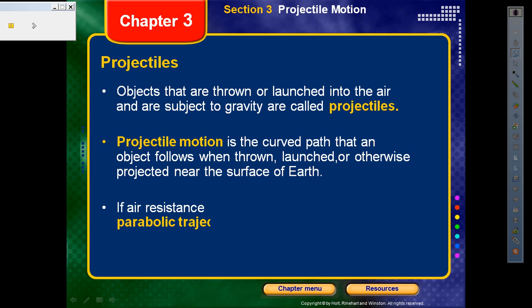You're going to hear me use the term particle. I don't usually say projectile, I say particle in motion. Same thing.